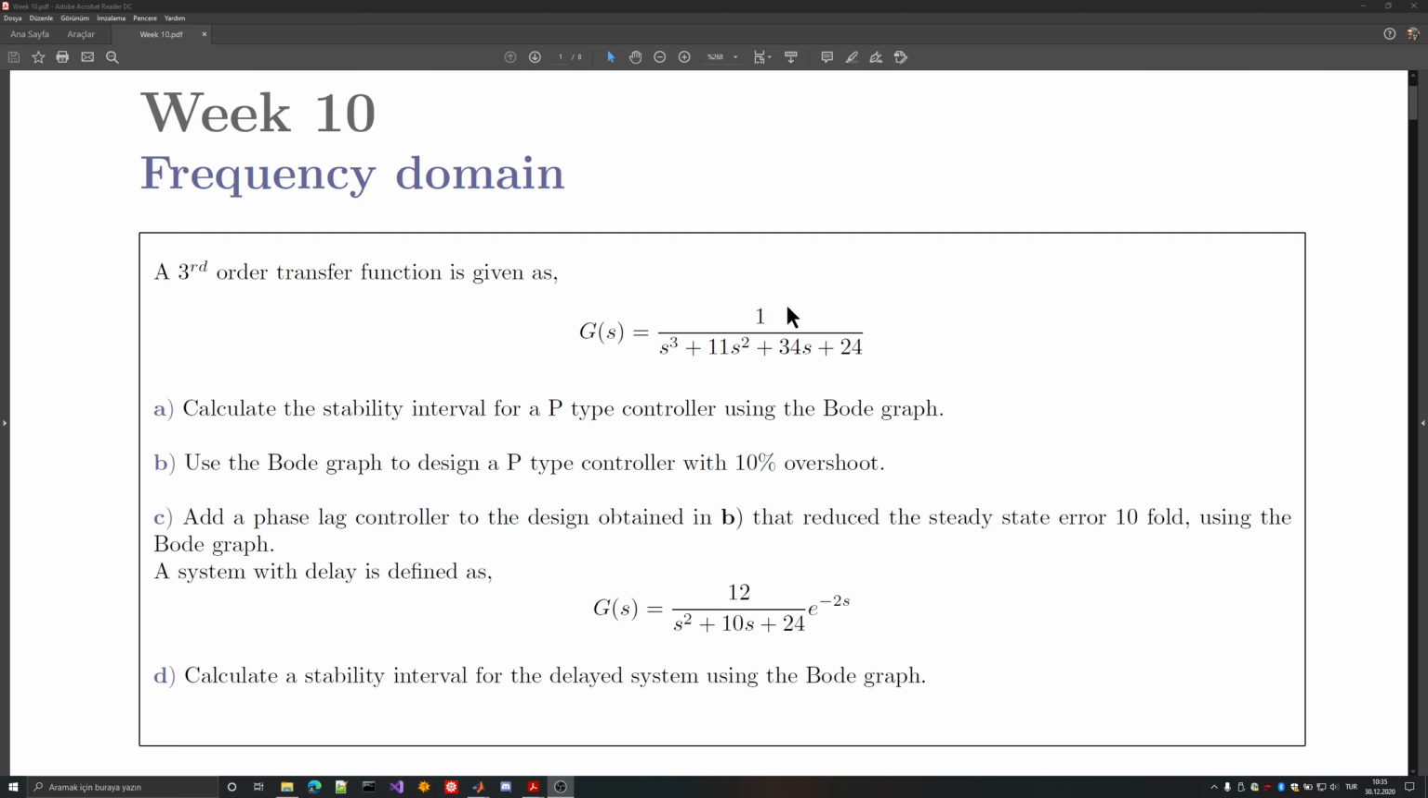You can also use the system model itself. Now, it is very important that we calculate the stability interval for a P-type controller using the Bode graph. And keep in mind that the Bode graph will be plotted for the open loop, and we will be searching for something that will give us the stability interval for the P-type controller, which means that we will have a closed loop system, and we will look for the gain that will destabilize the system, which is the upper bound of our interval. So keep in mind that we have to work out some method here, because the Bode plot is given for the open loop.